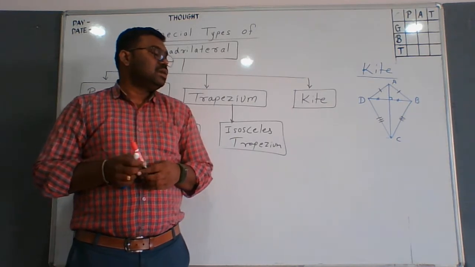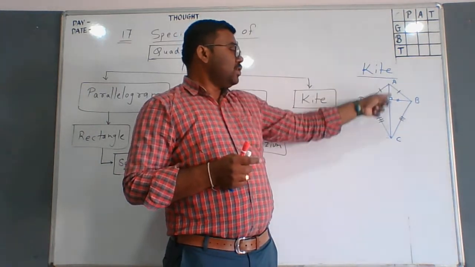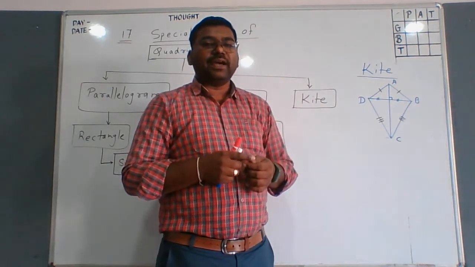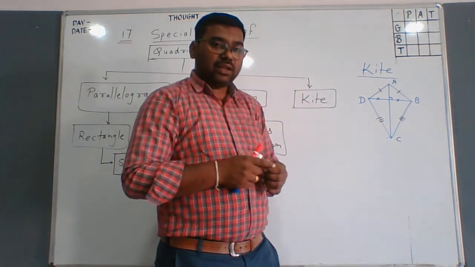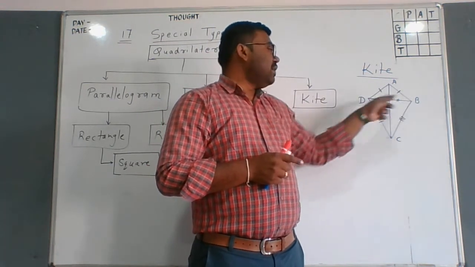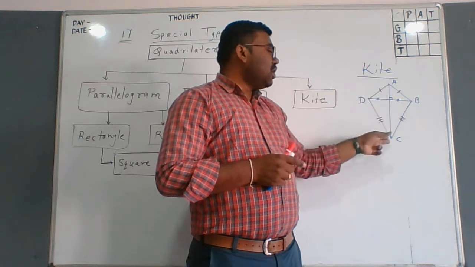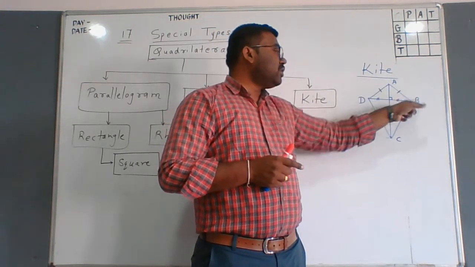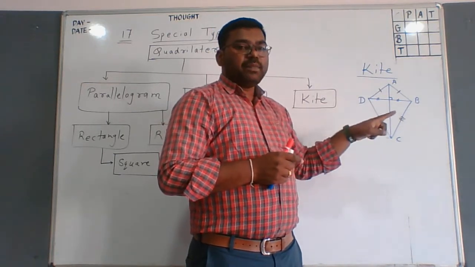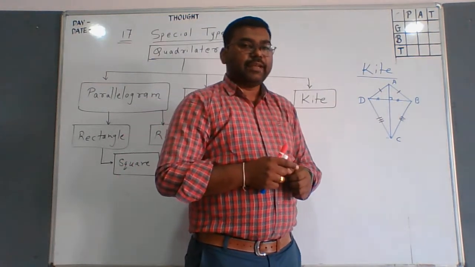And the second property is, see, there are two diagonals in this. The first diagonal is AC and the second diagonal is BD. Out of these two diagonals, which is the longer diagonal? Obviously, we can say that AC is the longer diagonal and BD is the shorter diagonal. So in this, the longer diagonal is always the perpendicular bisector of the shorter diagonal. Okay. That is our second property.